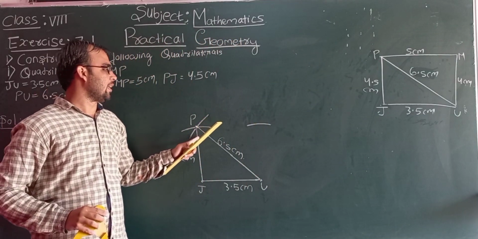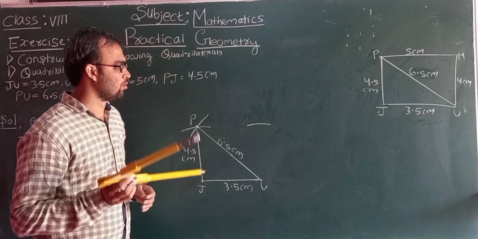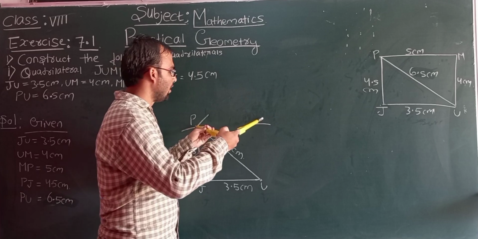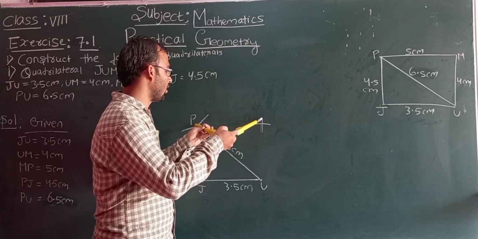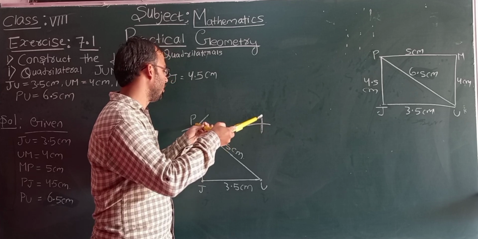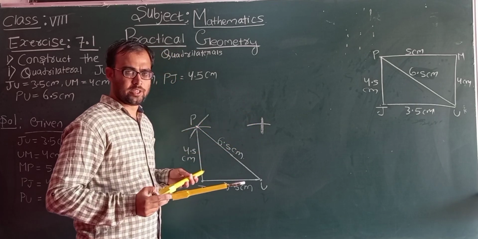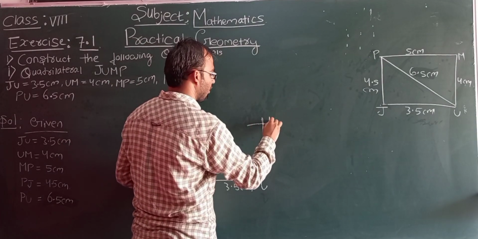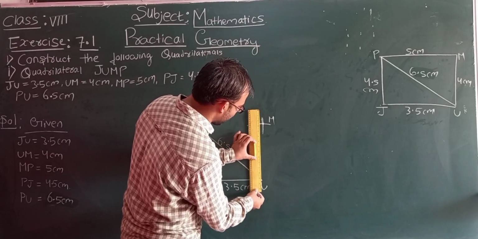With P as center, draw the arc of 5 centimeter. Assume that I have set the compass to 5 centimeter. Now, with P as center, you have to draw the arc of 5 centimeter. Now students, mark the point of intersection. So this will be M. Okay, so join the points.